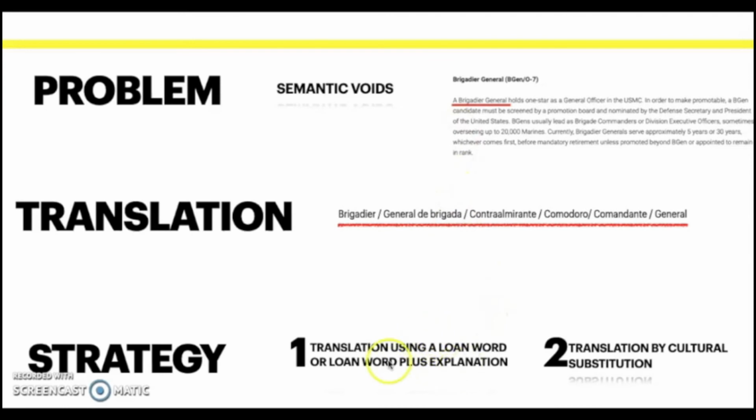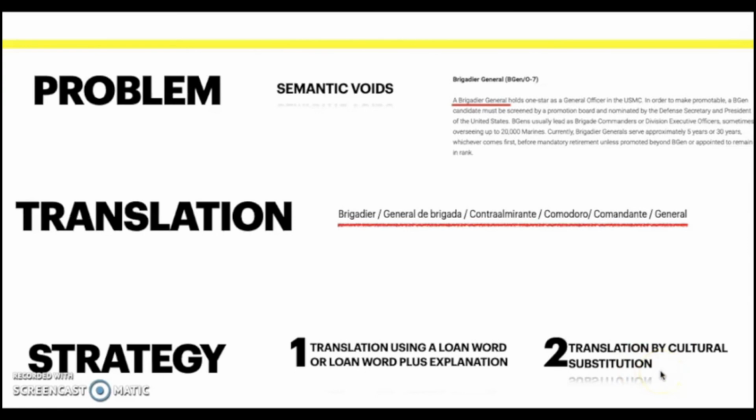The first one, using a long word. I see that this word can be used in both languages. So if we don't have enough knowledge of the target language, we can use it and the rank cannot be lost. The second, by cultural substitution.